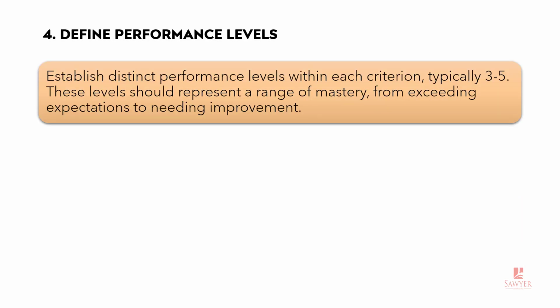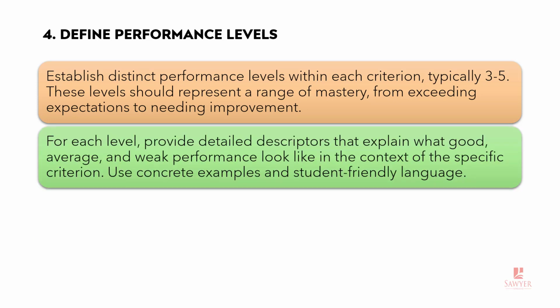And then, of course, you want to define your performance levels. So step 4, define your performance levels. At what level do we want to find mastery? So usually you start out with exceeds expectations, and the last one is needs improvement, and what are 2 or 3 things in the middle, whatever we're going to call them. Okay. For each level, provide detailed descriptors. Make sure that your descriptors are clearly separated from each other, so that there's no overlap.